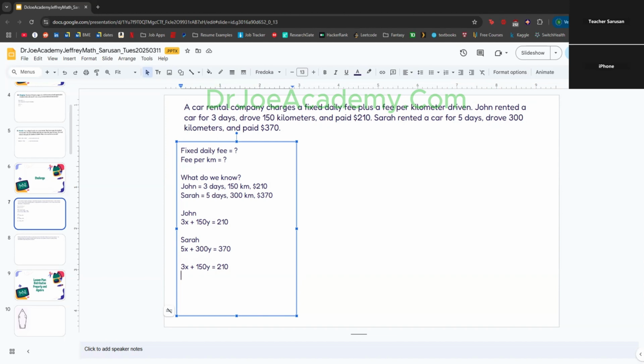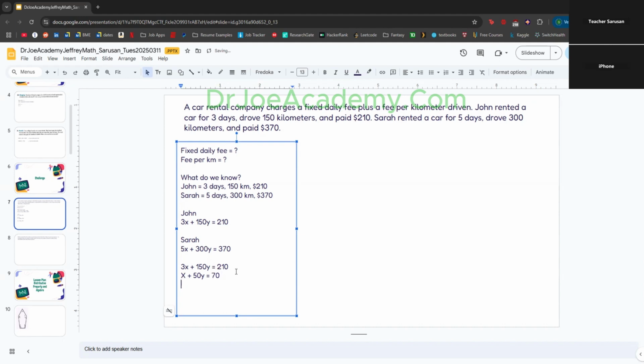Yeah. All right, so how would we do that? What would that look like? But what are the numbers again? So we're looking at John's numbers. Here, we've got 3, 150, and 210. Can they be simplified? They're all divisible by like 3. Yep, excellent. So what would that simplified version look like? 1x plus 50y equals 70. Excellent.